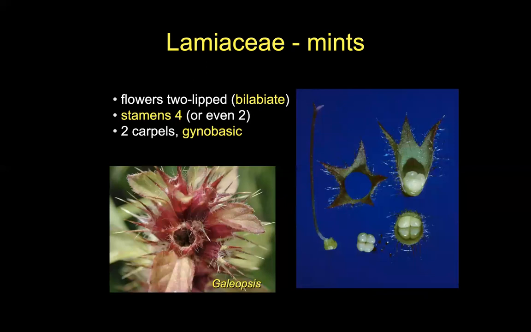This also has a gynobasic style. So here are the 4 nutlet fruits, and the style would come right out of the middle of that. Here's 4 nutlets as well. So nutlets are tiny nuts, indehiscent dry fruits. These ones are too immature. They're not black yet.